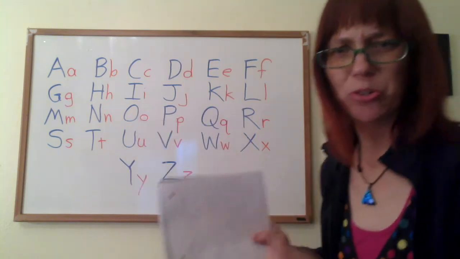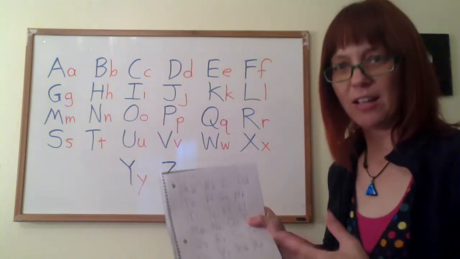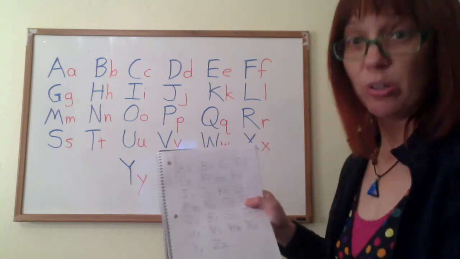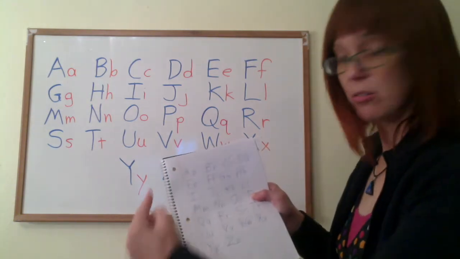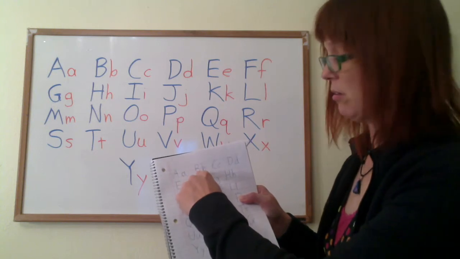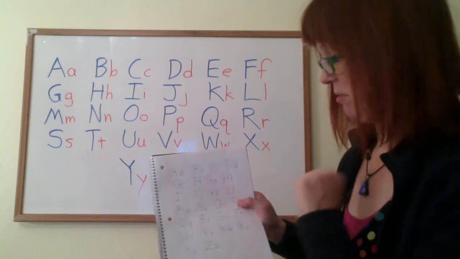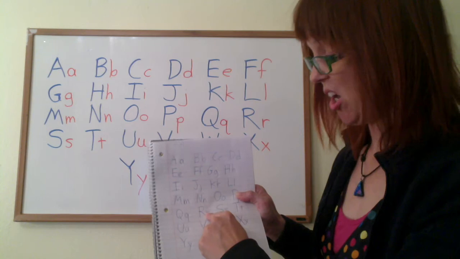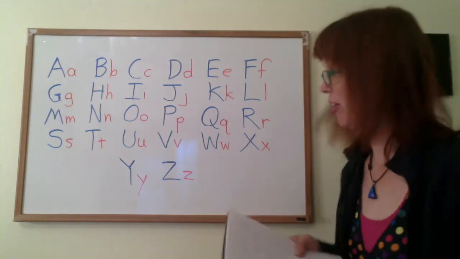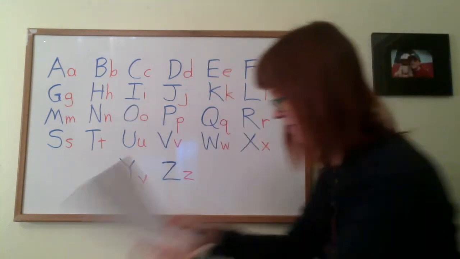So maybe you have a daughter or a son. Ask your son, your child, to point. B. R. So practice in your house. Practice the alphabet. Okay.